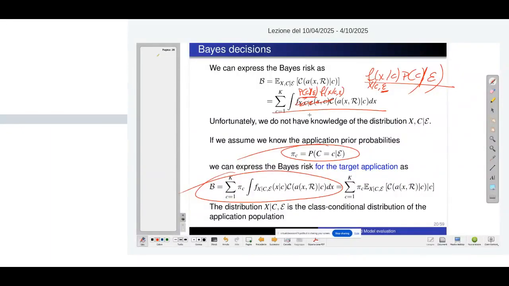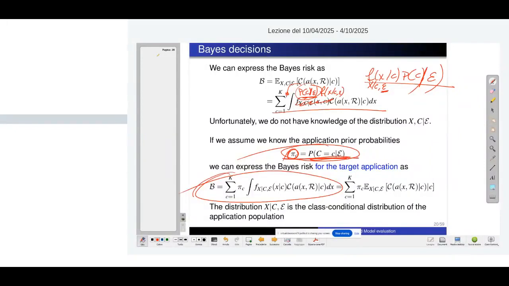This first term does not depend on x, so I can bring it outside of the integral. I call it pi c. This is a discrete probability, so I have a value of the probability for each class. So for class C, small c, this value is pi c. That is the prior probability for the class C.